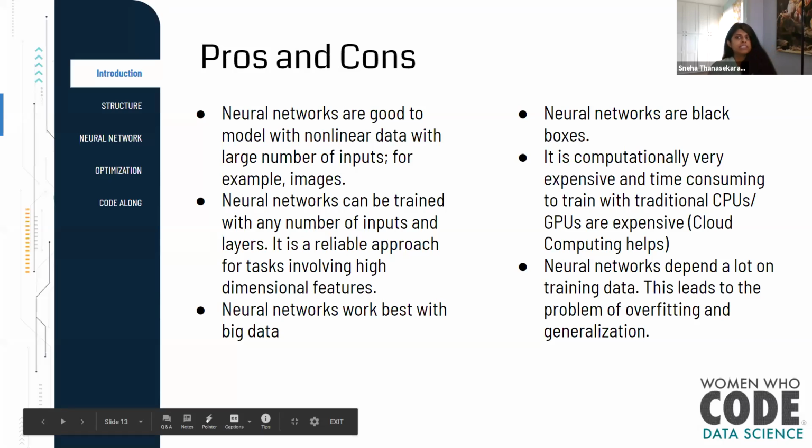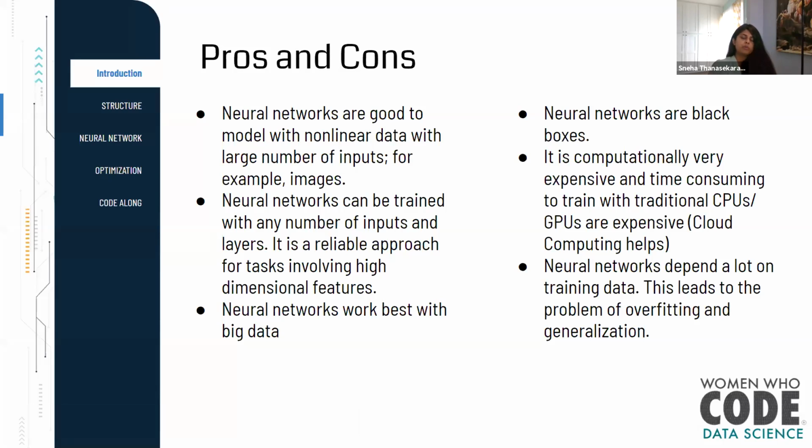Neural networks are flexible and can be used for both regression and classification problems. Any data which can be made numeric can be used in the model, as a neural network is a mathematical model with an approximation function. Neural networks are good to model with nonlinear data with a large number of inputs.